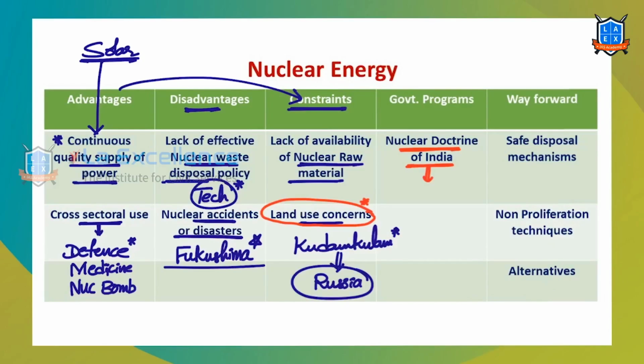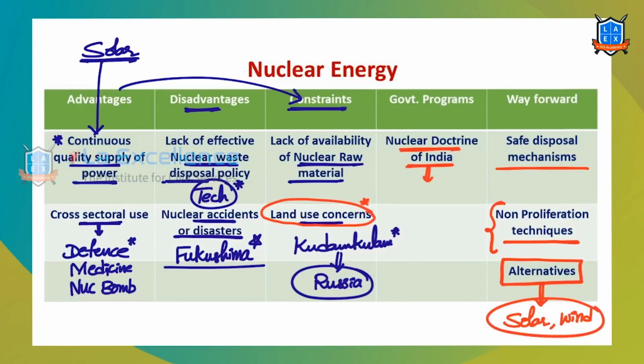Okay, what is the way forward then? We want to use nuclear energy, but what is the way forward? The way forward is to find safe disposal mechanisms and non-proliferation techniques, because nuclear energy and the material used can be used to develop nuclear weapons. So non-proliferation should be there, and we know that in the long term this is not environmentally sustainable. So we need to go for alternatives like solar, wind, and other sources of energy. This is about the nuclear energy chapter.